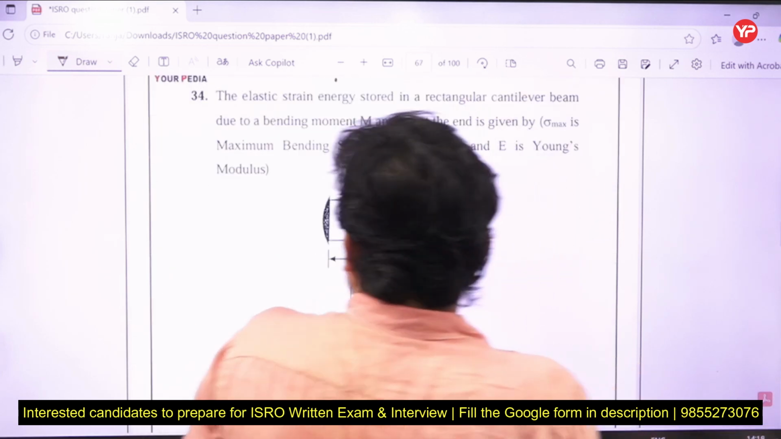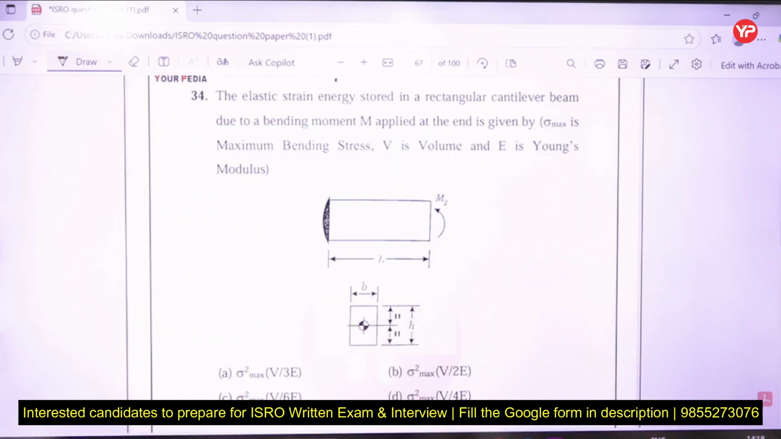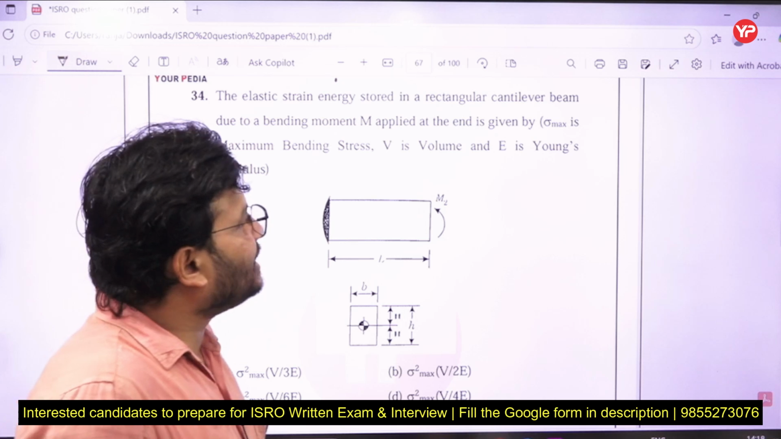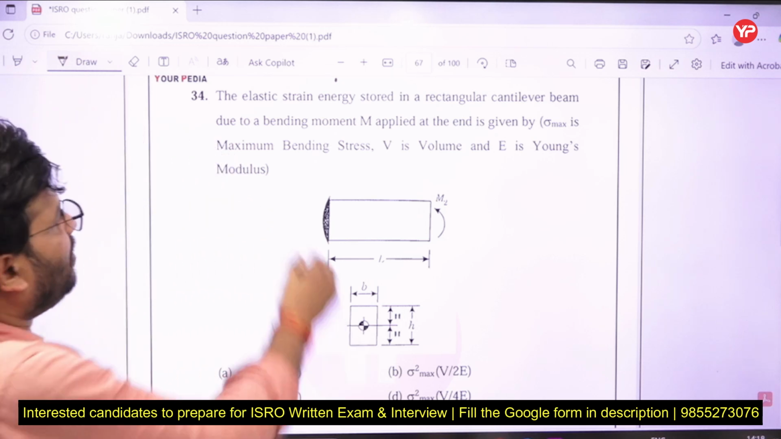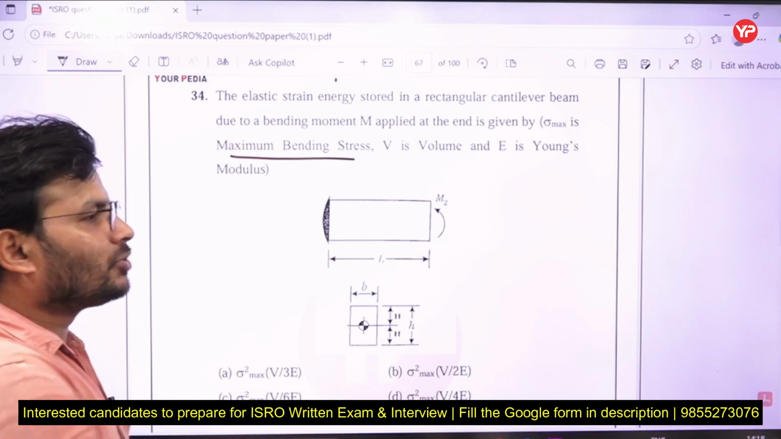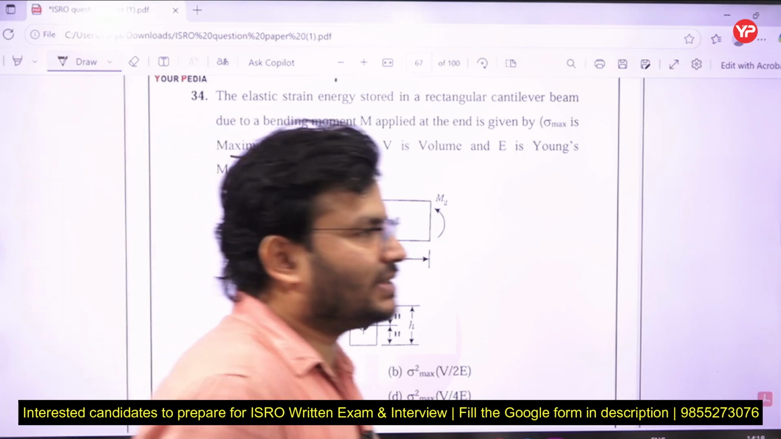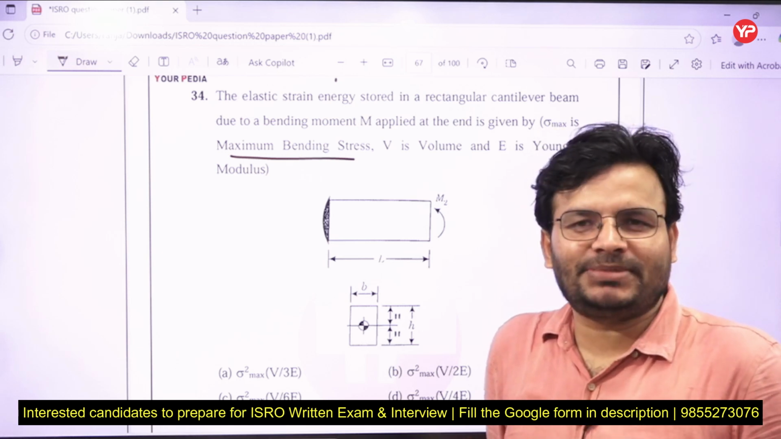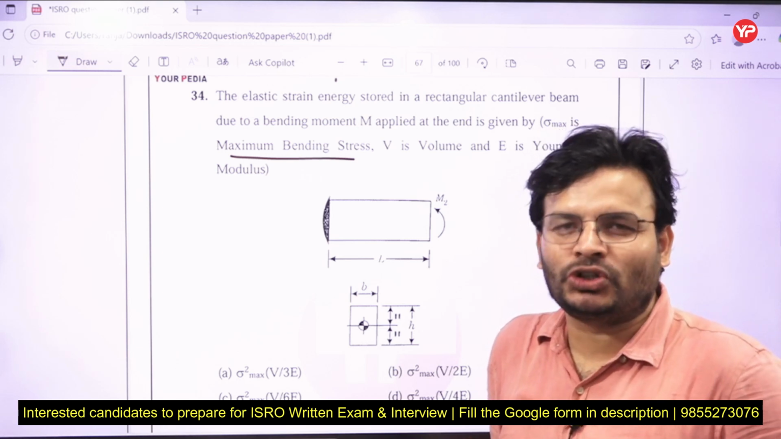Now my dear friends, that is the next question on your screen. The question is that the elastic strain energy stored in a rectangular cantilever beam due to bending moment M applied at end is given by... sigma max is the maximum bending stress, V is the volume, and E is the Young's modulus of elasticity. So you have to calculate the strain energy, my dear friends, right? Strain energy. So what is strain energy? Strain energy is basically the energy absorbed within the body when it is deformed.